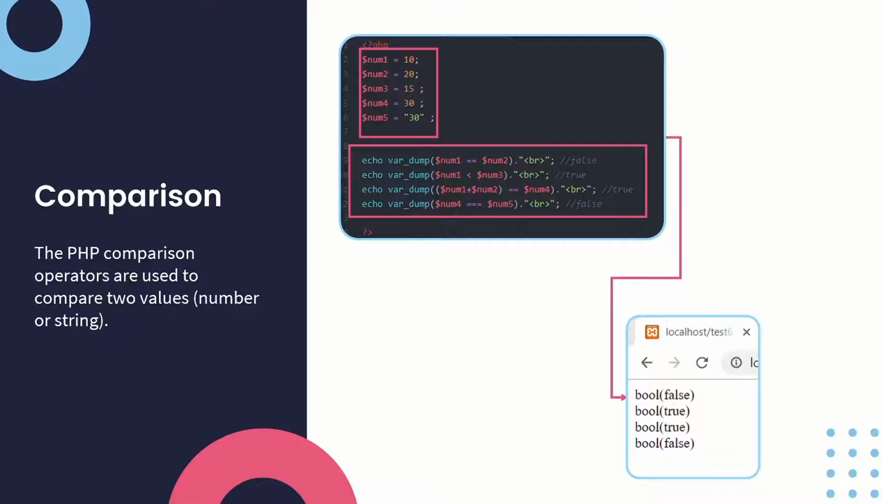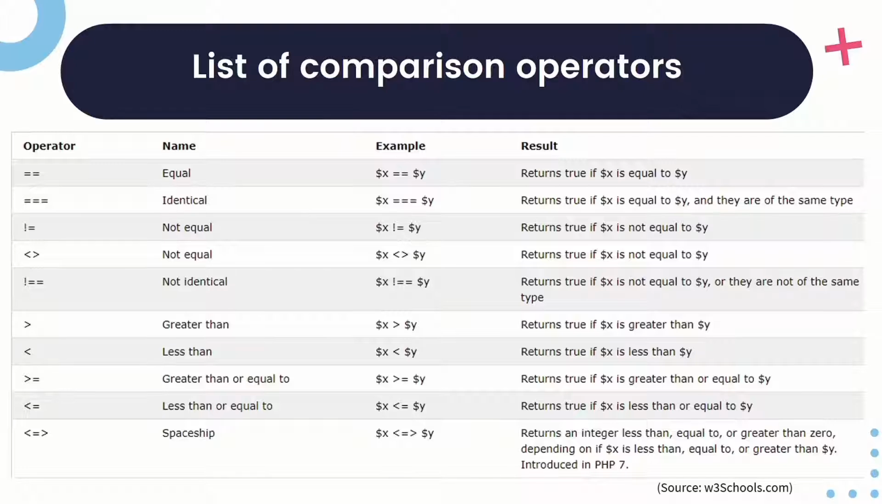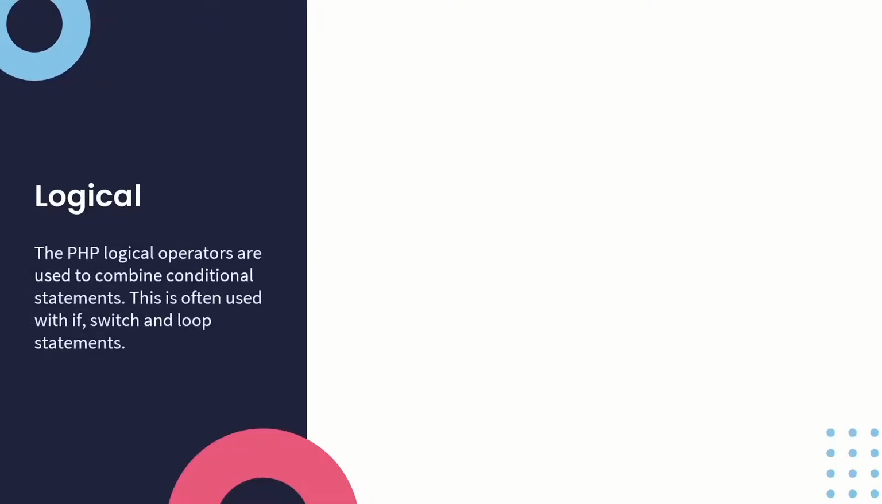Because num1 is actually less than num3. And much like before, here is a list of the comparison operators from W3 Schools. So if you'd like to, take a moment, pause the video over here, and have a look at some of these examples. And finally, we also have logical operators.